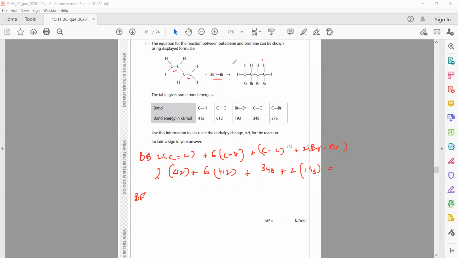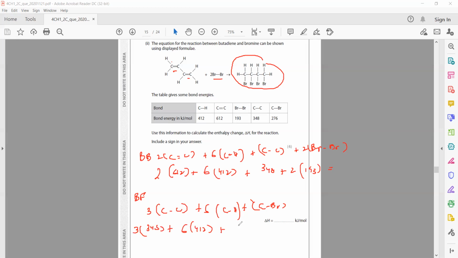And what about bond forming? The product side is the bond forming side. So you have 1, 2, 3 C-C bonds, not C-H. Then 1, 2, 3, 4, 5, 6 C-H bonds are there. And 1, 2, 3, 4 C-Br bonds are there. So for C-C bonds, it's 348. For 6 C-H bonds, that is 6 multiplied by 412. And for the C-Br bond, that is 276.